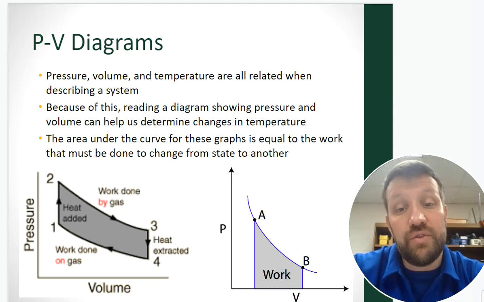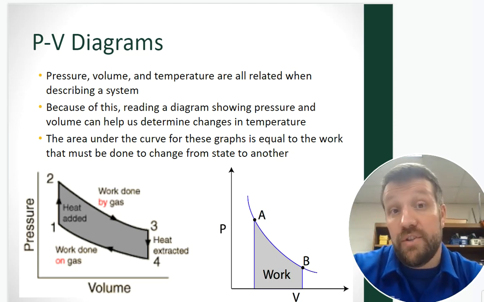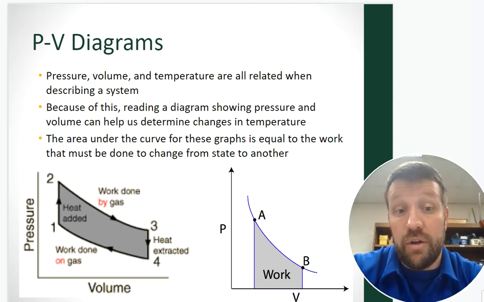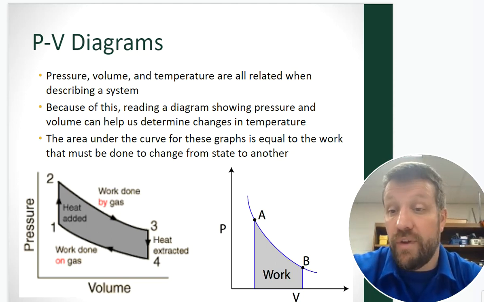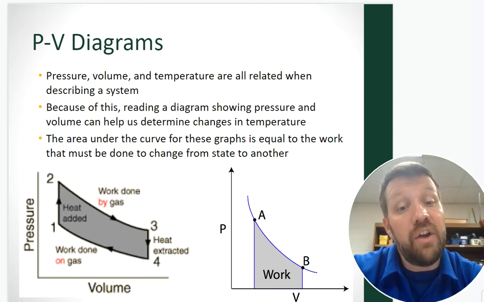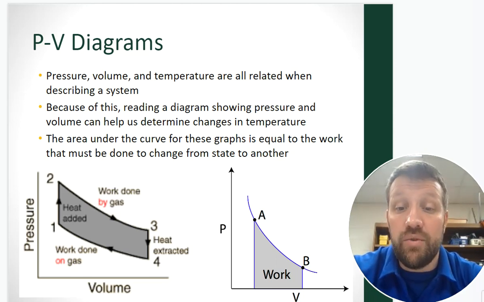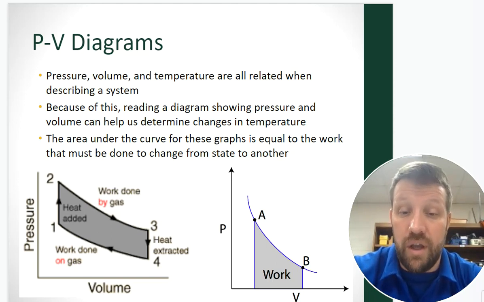Okay? So pressure, volume, temperature, all related. Thus, reading the diagram here showing pressure and volume can help us determine changes in temperature. All right, so what direction things are moving in and how these lines are moving and how they're shaped is going to help us determine that. The area under the curve for these graphs is equal to the work that must be done to change from one state to another.